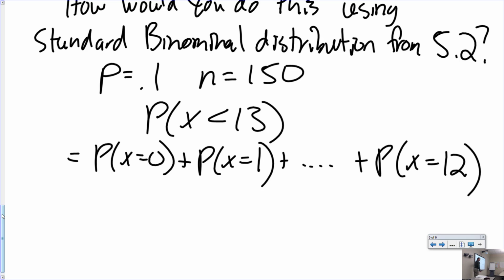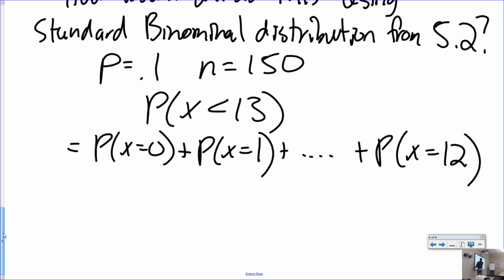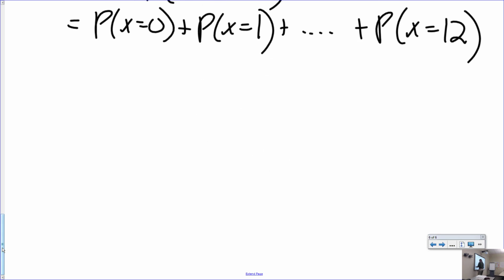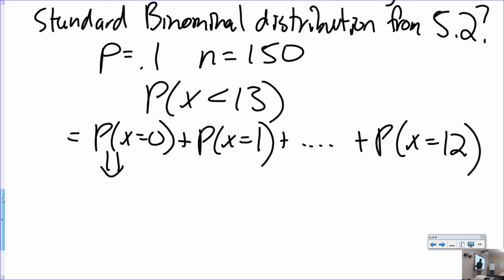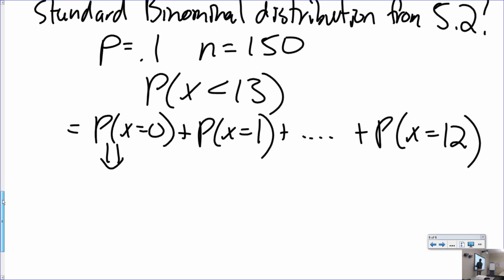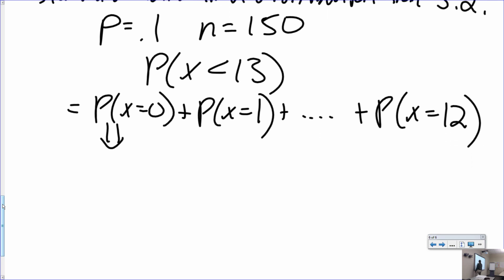But again, quick review. How would you calculate the probability that x equals 0, folks? The total number of trials is n, the total number of successes is x, and the probability of success is p. So what would it be? What's the first thing I'm writing? Probability that x equals 0. How would I calculate this number?